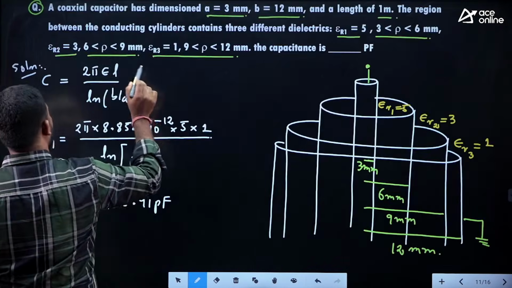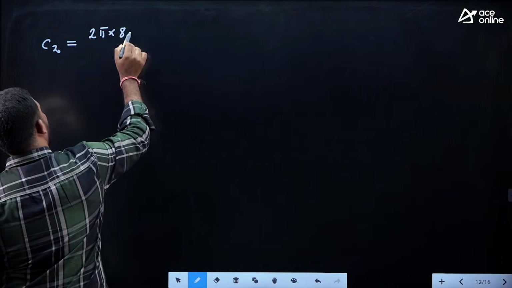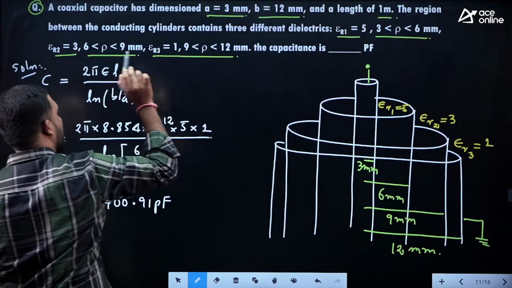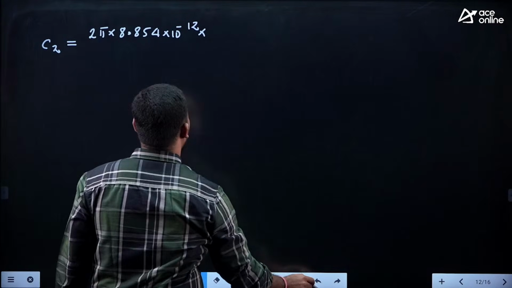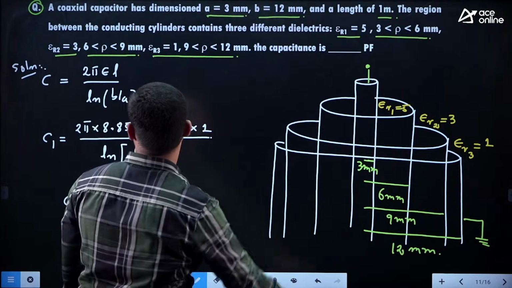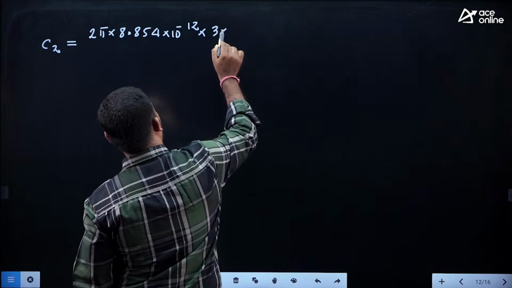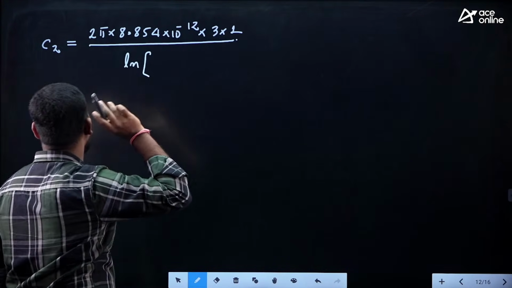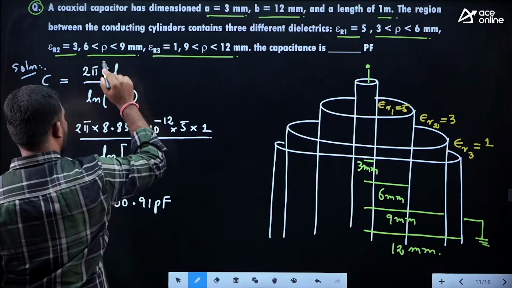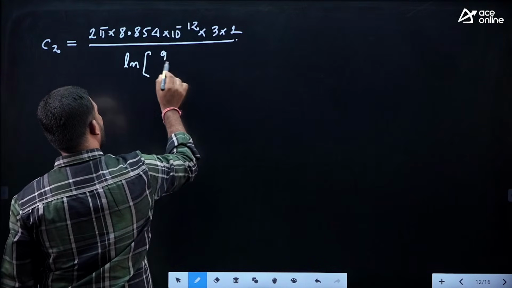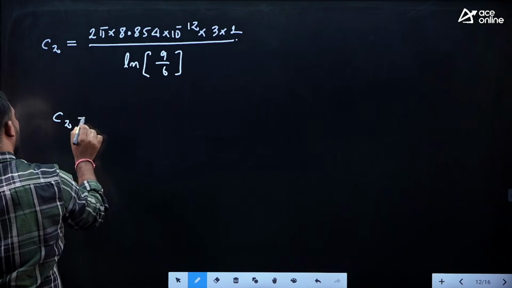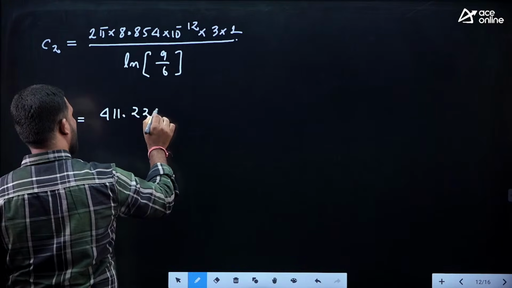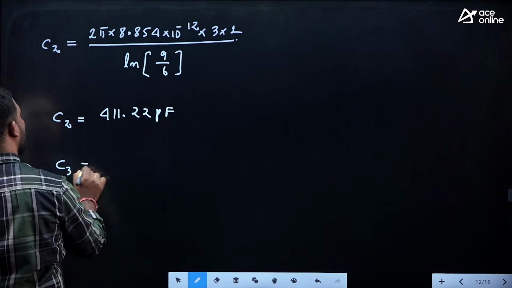The C2 here is 2 pi into 8.854 into 10 to the power of minus 12 into 1 meter length, overall length. And what is this epsilon r2? Epsilon r2 is 3, divided by natural log of b by a. So what is that? It is 9 by 6. So check out this value. My calculator is showing its value as 411.22 picofarads.